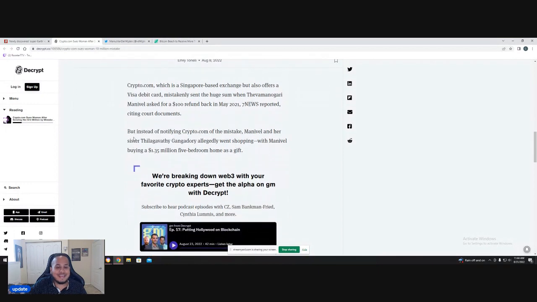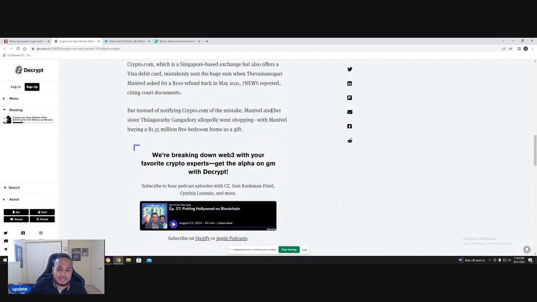But instead of notifying Crypto.com of the mistake, Manivel and her sister, Thilagavathi Gangadory, allegedly went shopping, buying a $1.35 million five-bedroom home. Wow. I mean, I'm not going to lie. If I got $10.5 million, I'd probably be buying a lot of real estate too. Take me to court.